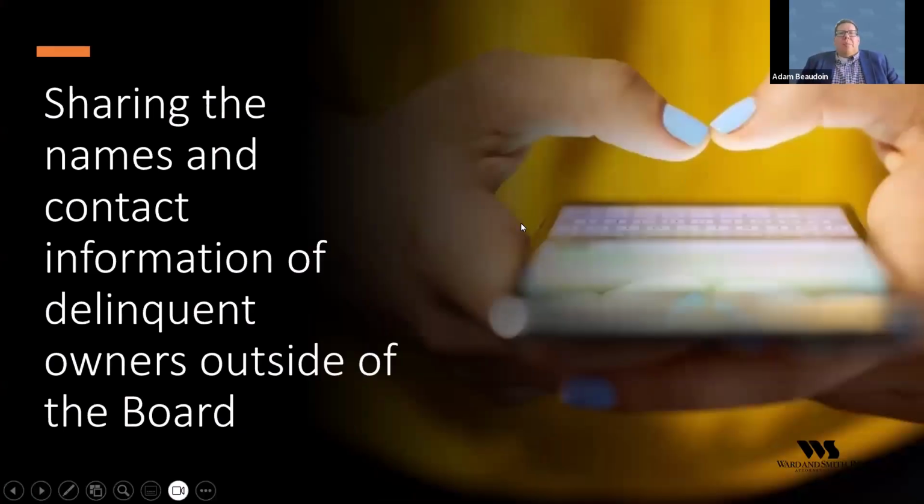We touched on this a little bit already, but sharing the names and contact information of delinquent owners outside the board is a huge no-no. The old days of posting the deadbeats on the door of the clubhouse is long gone. We in the United States like to protect people that are debtors. We don't like them to be shamed into having to pay their debts. So please don't include their names in minutes that are shared with the membership.